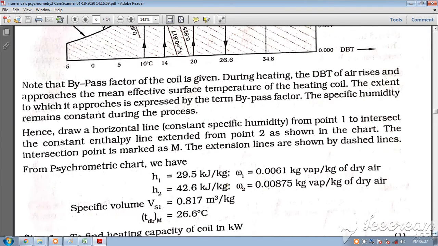Now from the psychrometric chart you have seen enthalpy at position 1, outdoor condition, is 29.5 kilojoules per kg. Enthalpy at 2, indoor condition, is 42.6 kilojoules per kg. Omega 1 is 0.0061 and omega 2 is 0.00875.